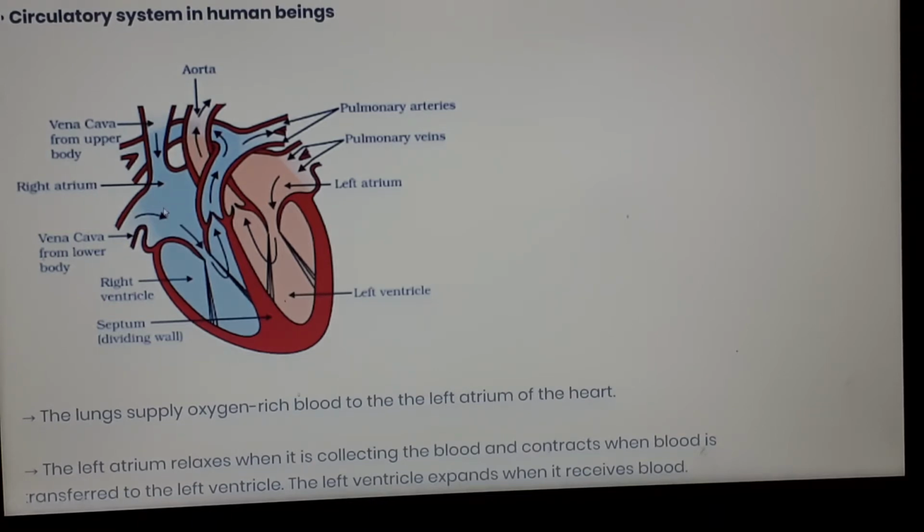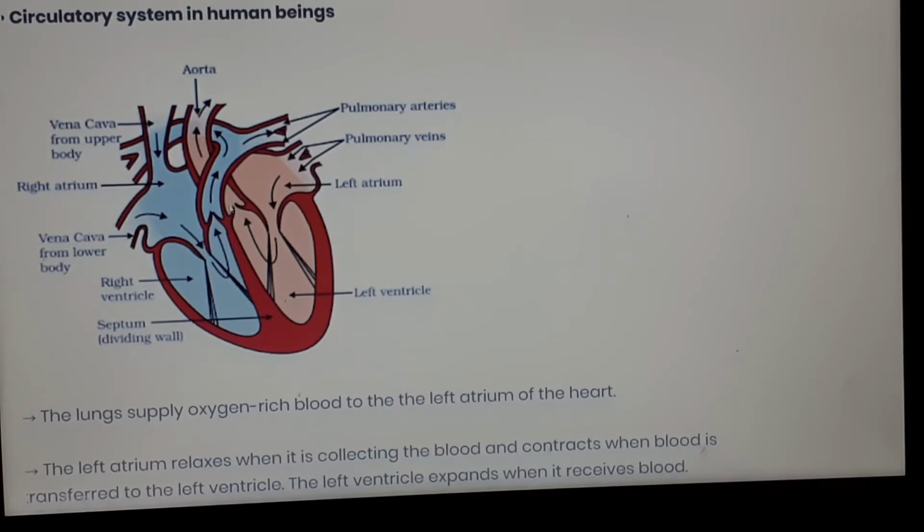Once it comes, what will happen? This part is said to be the right atrium. The right atrium expands once the blood comes, that is, relaxation takes place. That means it collects all the blood. Then once it is collected, it passes through the valve. These valves are present over here, through which it comes to the right ventricle.